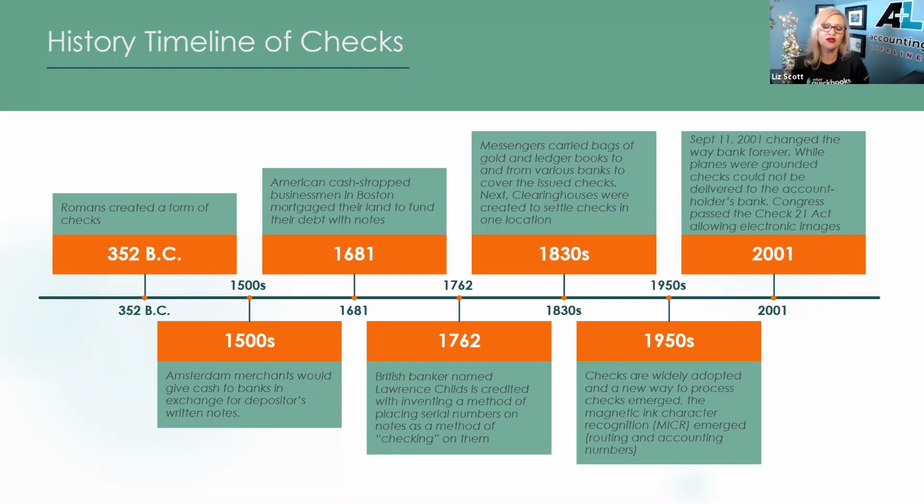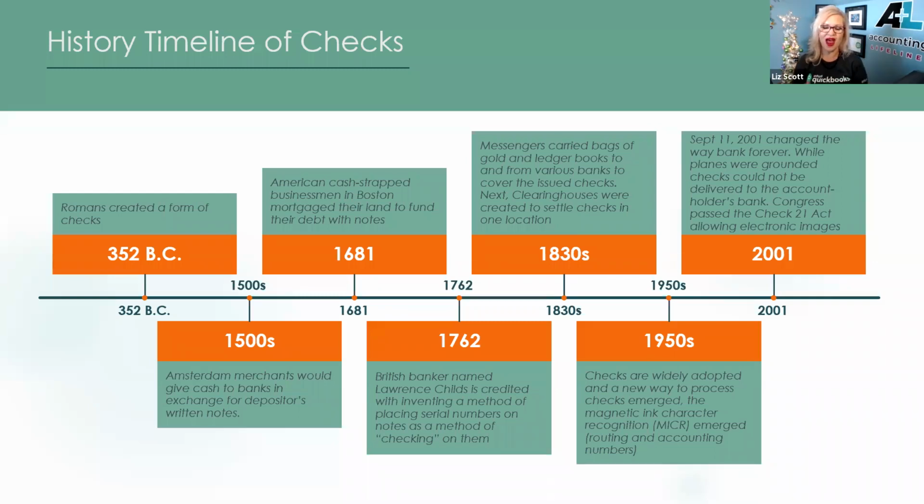So what happened was people really had a hard time believing that these paper notes actually had any validity to them. So in 1762, a British banker is accredited for inventing the serial number. Those are the numbers that are on the notes as a way of checking on the notes. He's also accredited for coming up with the word check. He said we need to have some type of standard numbering system on the checks so we can go back and see where they are and whether they have all been accounted for.